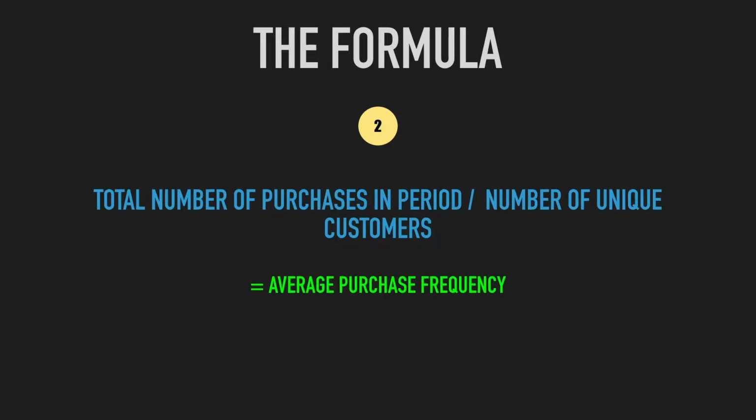Fairly simple. Then, step 2, it's the total number of the purchases in the period. Again, you want to make sure that this period is the same as the previous one. So for this example, let's just say 1 year. So the total number of purchases in 1 year divided by the number of unique customers, okay? And that will give you average purchase frequency. This is fairly important because you don't want to divide it by the number of customers, because a lot of people come back and buy more than once.